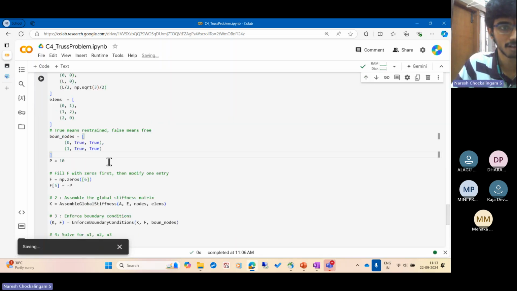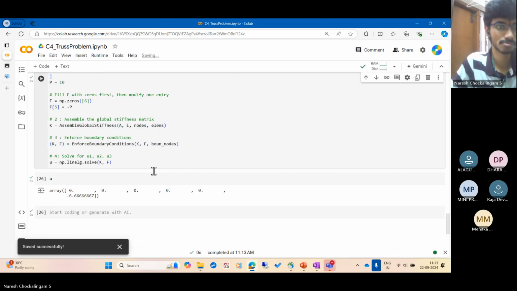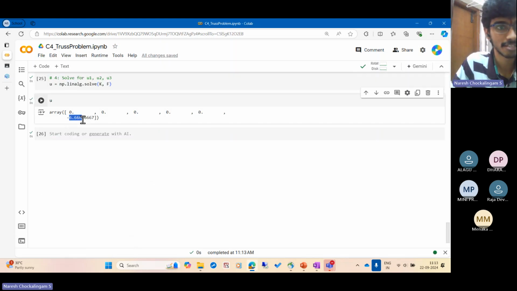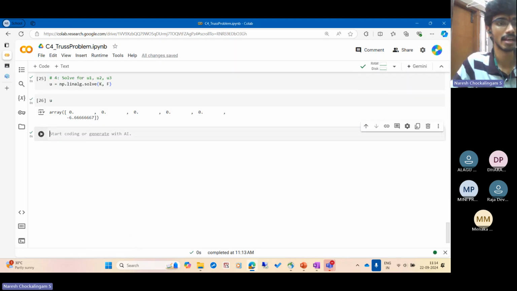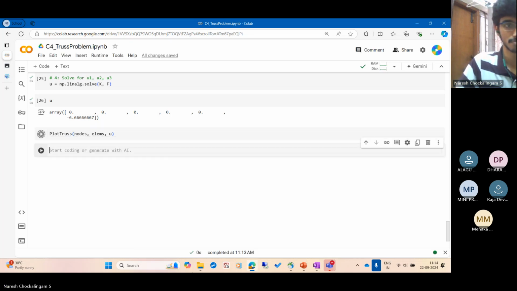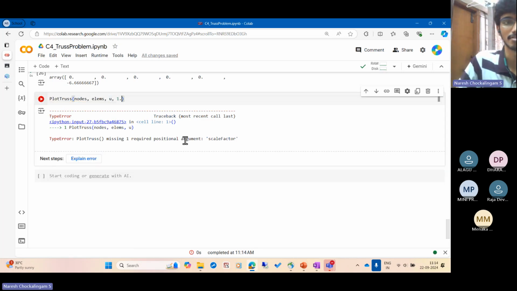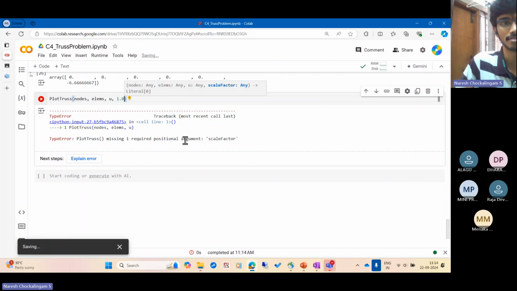Okay. So now let us solve it. So you get 6.6667, which is 2 by 3. Now, if you want to visualize the deformed truss, you say plot truss nodes, elements, U. Oh, scale factor. Let me just take one. 6, right? No, I have to scale it down because it's very big. I'll make it 0.1.